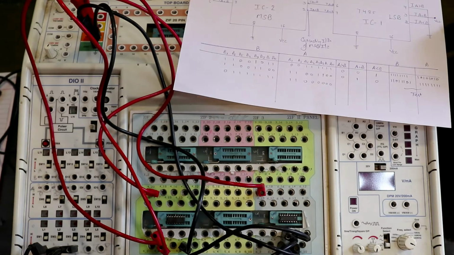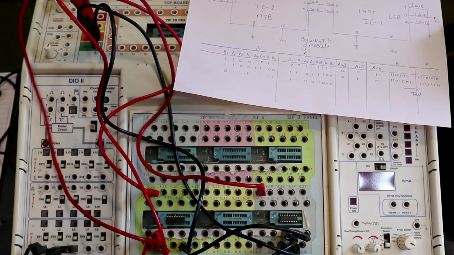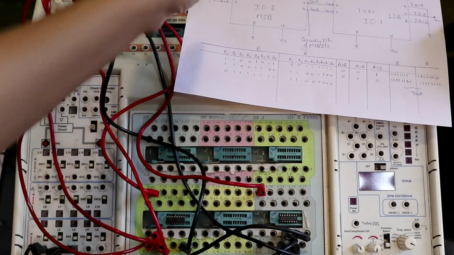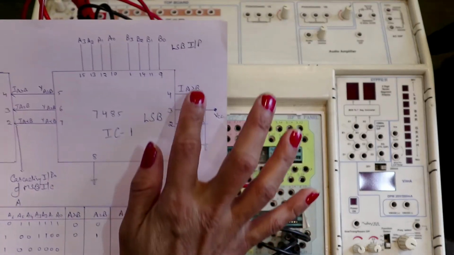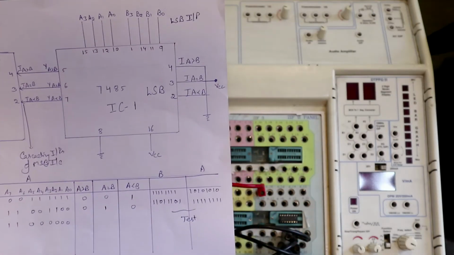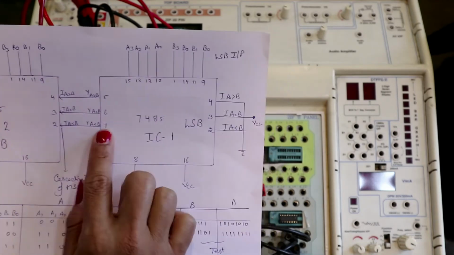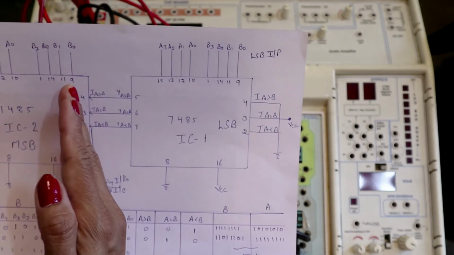Then pin number 2 to ground. So here is the ground connection. Now this way we have finished this section, that is 4, 3, 2. Now we are going to shift to this cascaded section, output of first to input of second.